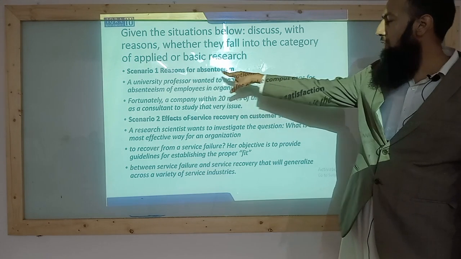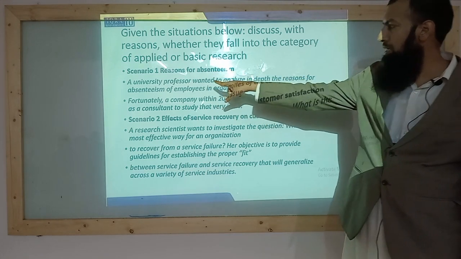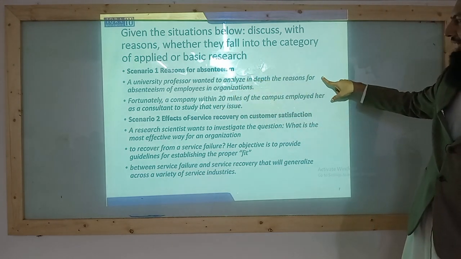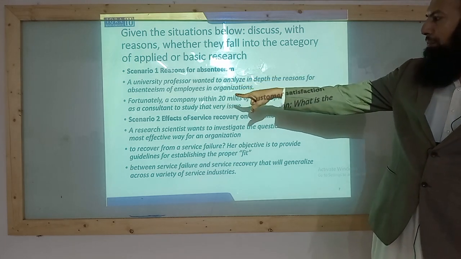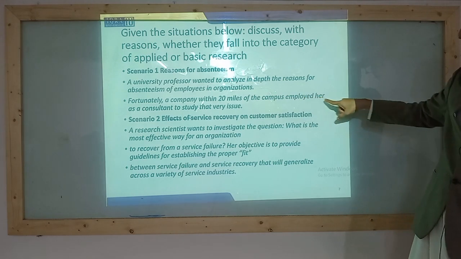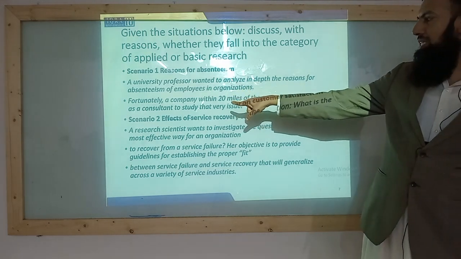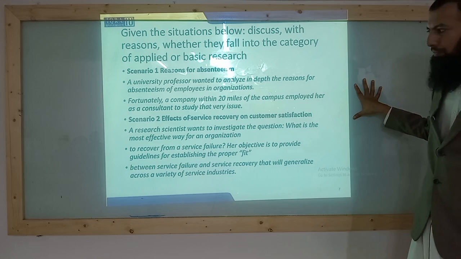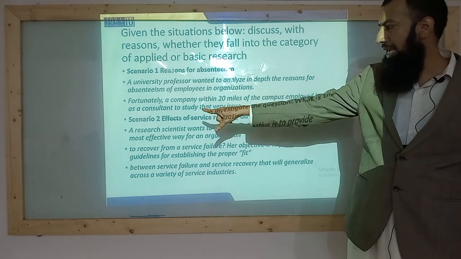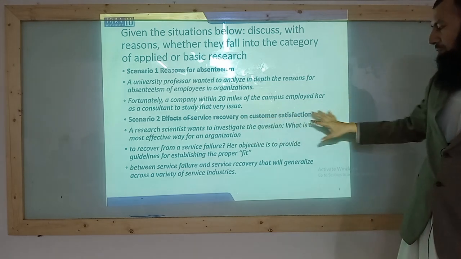Scenario 1, reasons for absenteeism. A university professor wanted to analyze in depth the reasons for absenteeism of employees in organizations. Fortunately, a company within 20 miles of a campus employed her as a consultant to study that very issue. First problem. Second problem, scenario 2, effects of service recovery on customer satisfaction.